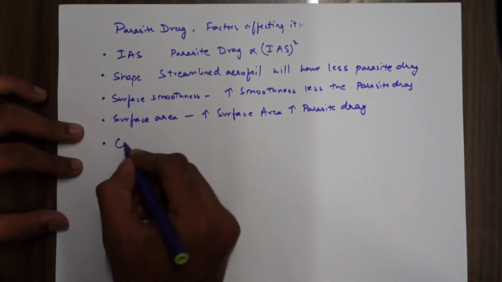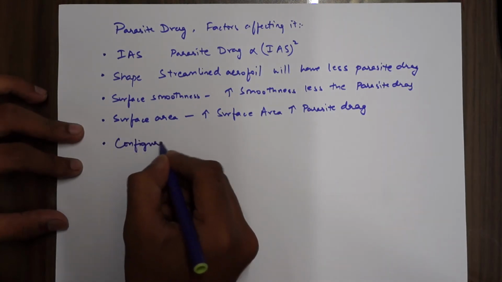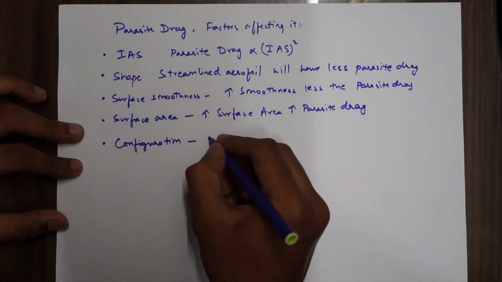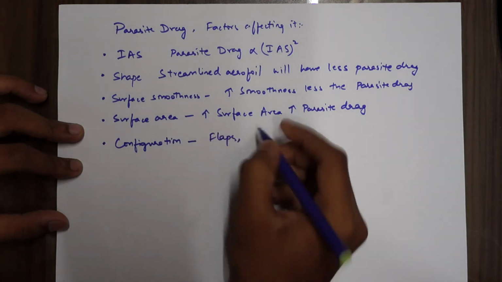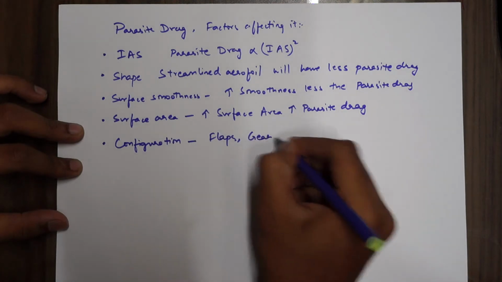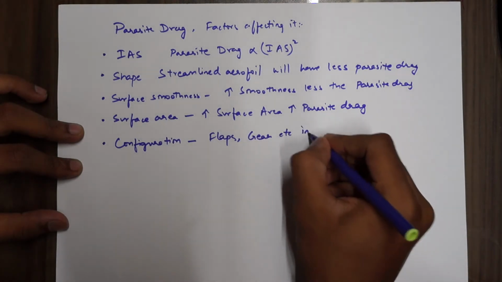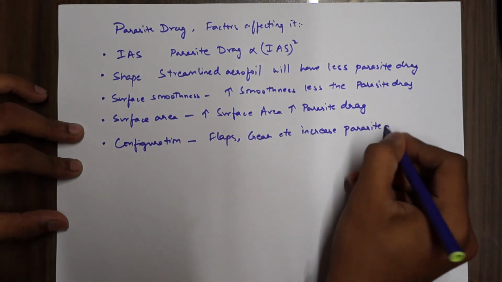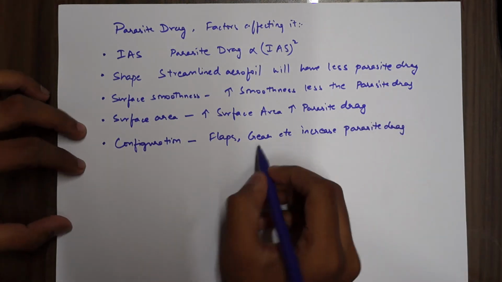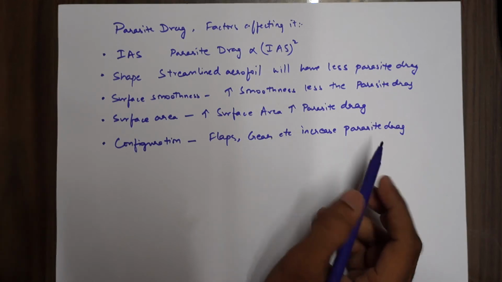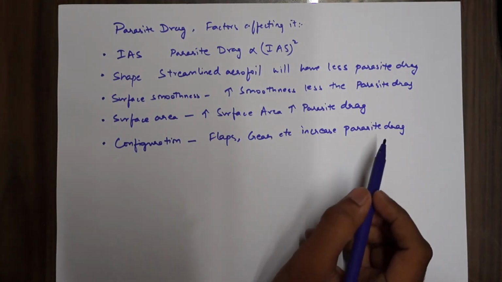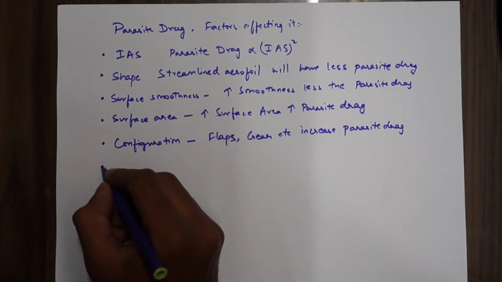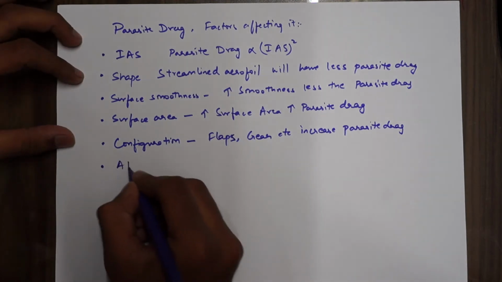Alright, configuration of the aircraft. So simple, add flaps, landing gear, etc. and it increases parasite drag. You may be surprised to know that parasite drag increases by as much as 80% due to flaps, gear, slats, etc. Alright, now altitude.